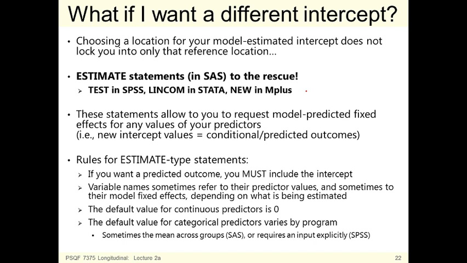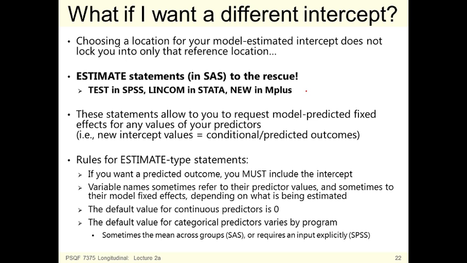Once you have that point, though, you are not beholden to it in terms of predicting model outcomes. You can ask the program to give you predicted intercepts at any point in your data. Another way of saying predicted intercept is a predicted outcome or a conditional outcome. All of those words mean the same thing. The fixed intercept itself is a very specific point dictated by the scale of your predictors, but the model tells you what the intercept would be at any other point as well.